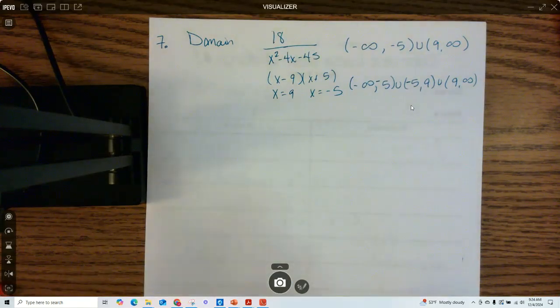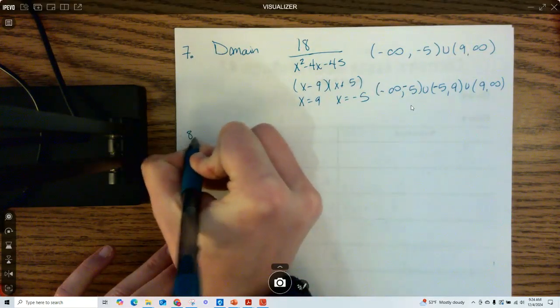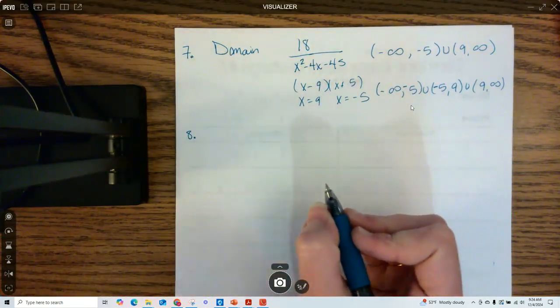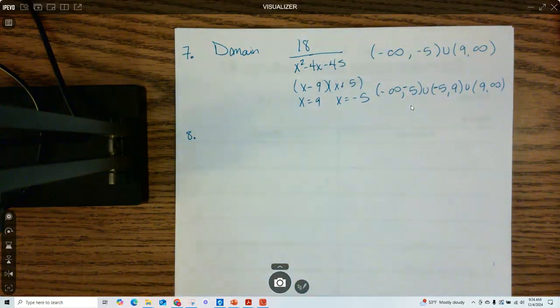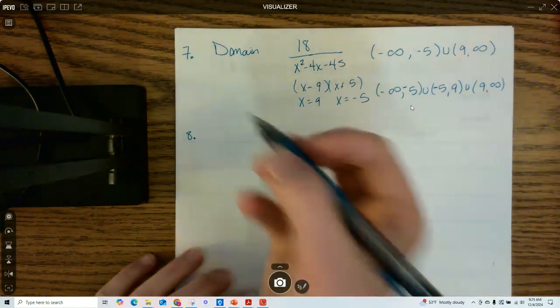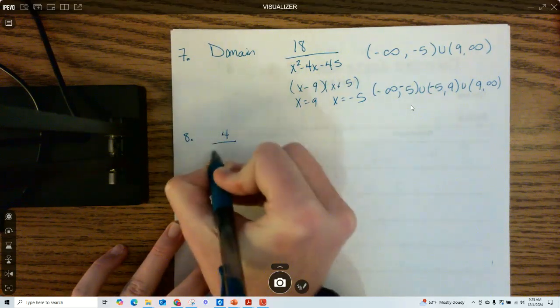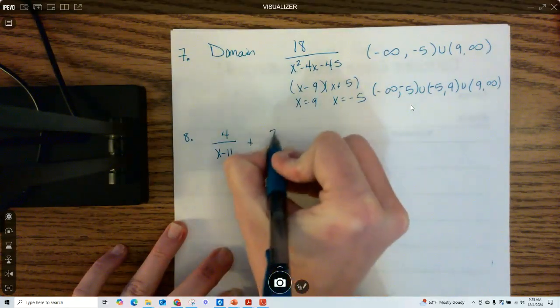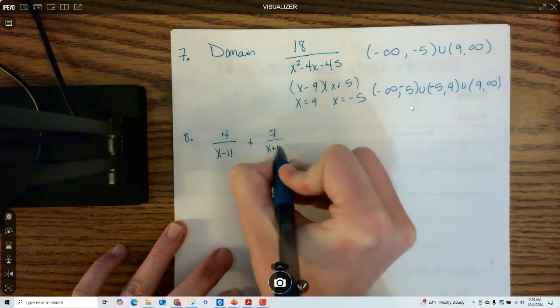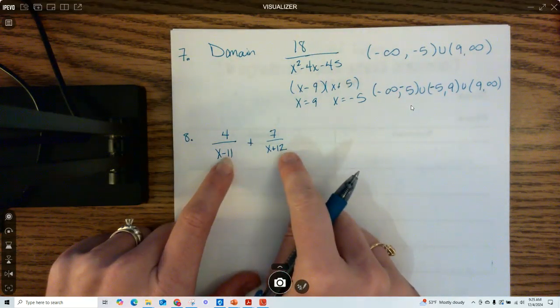All right, we're finishing up the final review. So, what are we on, 8? Yes, ma'am. Find the domain of the function. Okay, and then it's 4 over x minus 11, and then plus 7 over x plus 12. Okay. Got to have a common denominator.